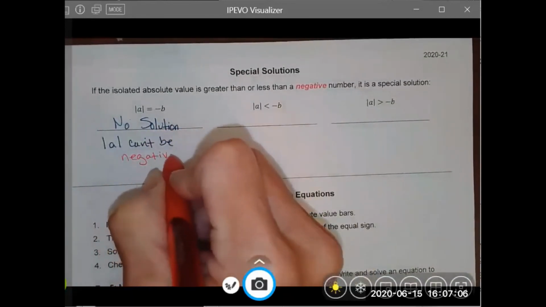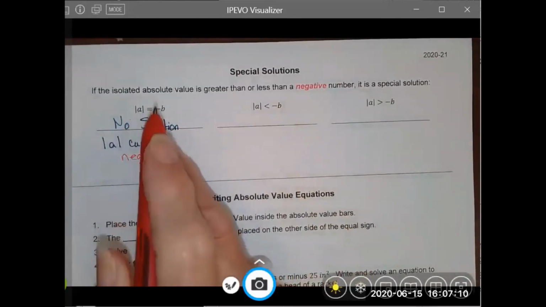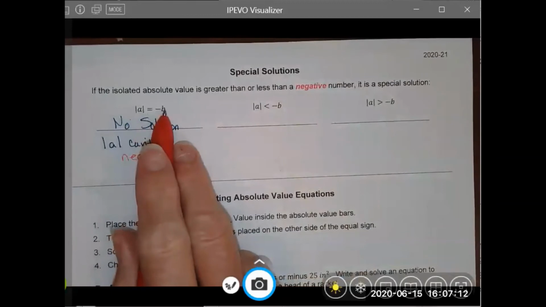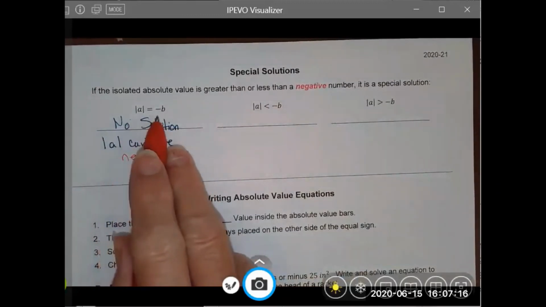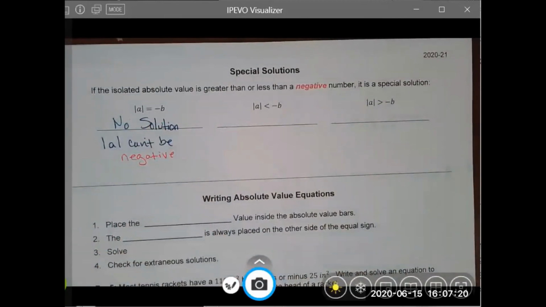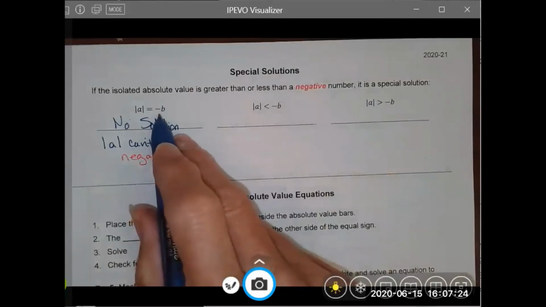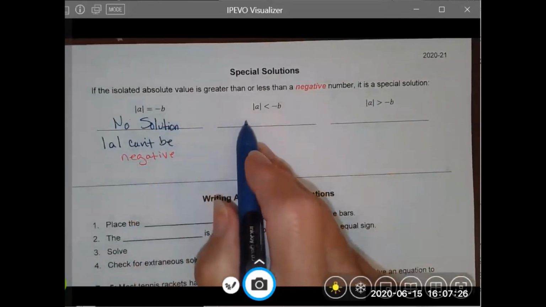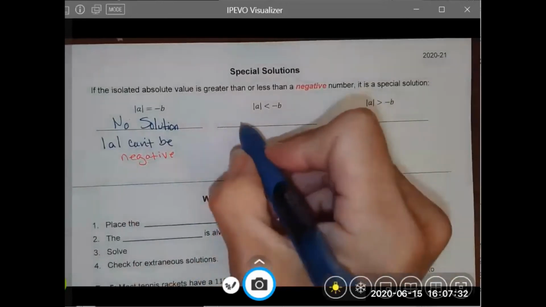So since I can't ever evaluate anything in here, the distance from 0 will never be a negative number. If you end up with an absolute value of -7 equals -5, then you automatically know that there is no solution. Similarly here, if I can't be equal to a negative, then I certainly can't be less than some random negative number. Absolute value of A will never be less than -5.